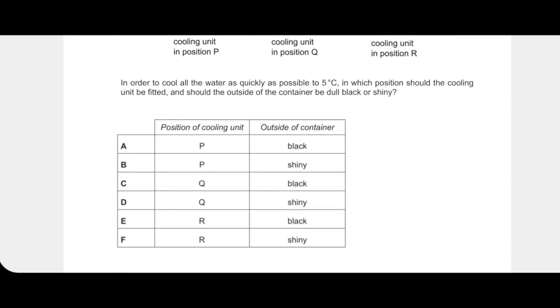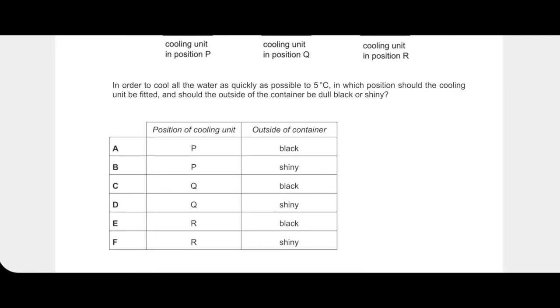So, I'm first going to look at the outside of the container. This is a relatively easy question if you know the information. The outside of the container should be designed to reduce the heating of water from infrared radiation from the surroundings. A shiny surface will reduce this effect better than a dull black surface. So therefore we want shiny. So let's get rid of A, let's get rid of C, let's get rid of E.